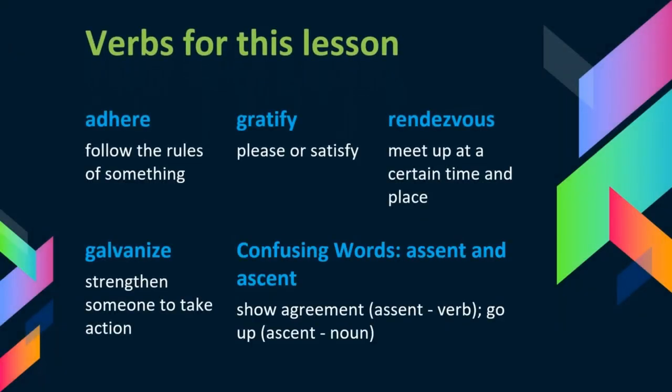And now let's review our verbs for this lesson. Adhere, follow the rules of something. Gratify, please or satisfy. Rendezvous, meet up at a certain time and place. Galvanize, strengthen someone to take action. And ascent, the verb, which means to show agreement, and ascent, the noun, which means to go up.